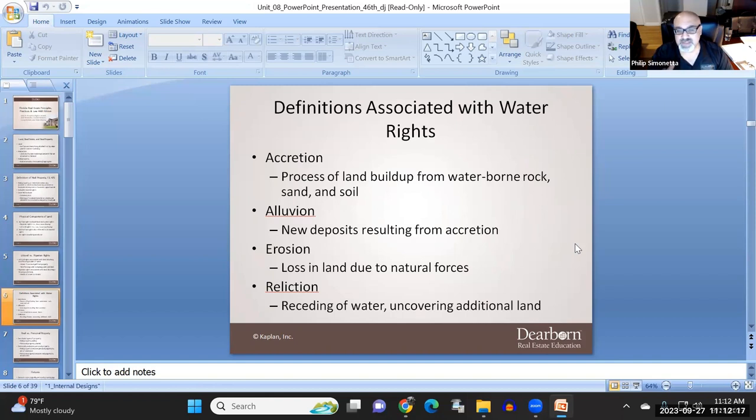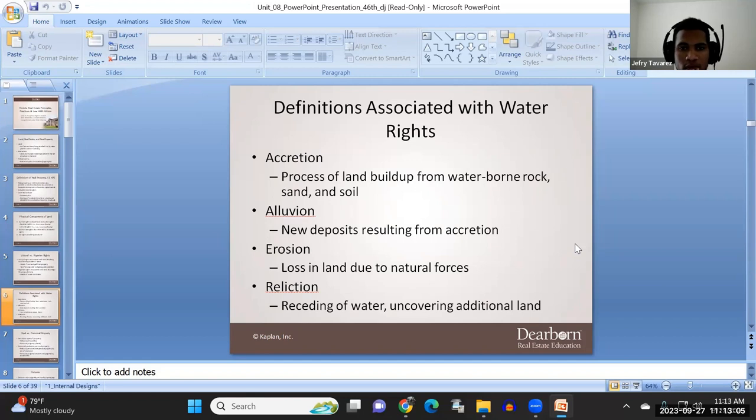So let's look at some of the definitions that are associated with water rights. You need to know these. You'll see something about one of them. Okay. So you have accretion. Okay. Accretion is the process of land buildup from waterborne rock, sand, and soil. You also have something called alluvion. Now, you can't have alluvion unless accretion happened. So accretion is the buildup of the land from the waterborne rock and sand and soil. And then alluvion would be the new deposits resulting from that accretion. So when the water brings the land, the soil comes, it builds up a mound. That's accretion. Alluvion is the actual mound. Does that make sense?